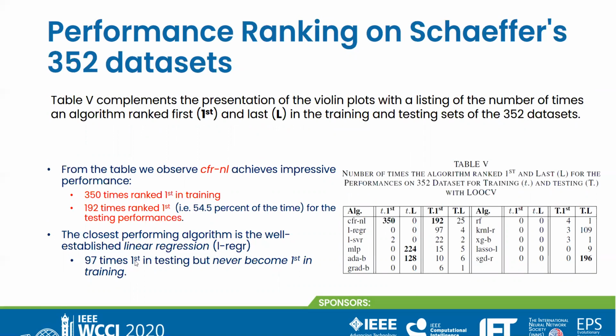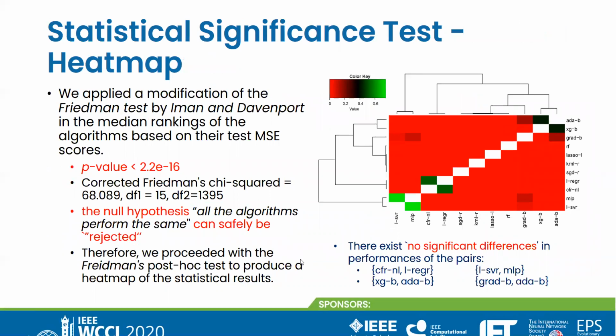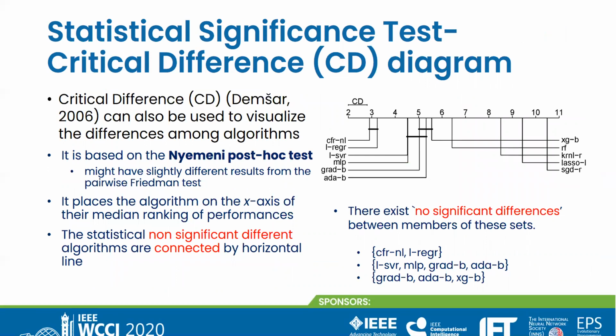97 times was first in testing, but it never became first in training. That was very interesting to know. The results of statistical significance show that our method, at least in this dataset, performs as well as linear regression, but you have seen there that many times it was better both in training and generalization. So I'll refer you to the paper for all the results in terms of statistical significance.